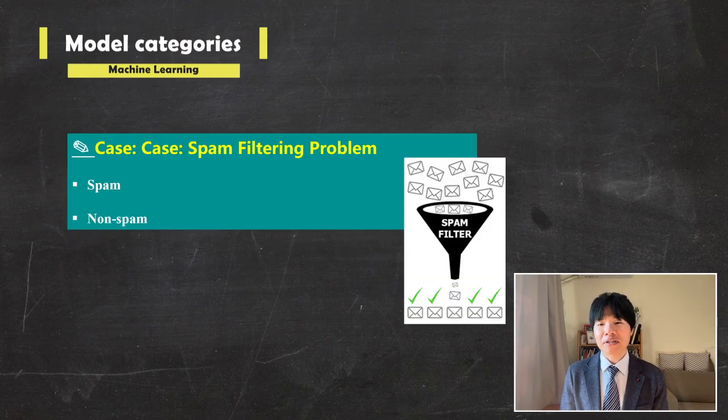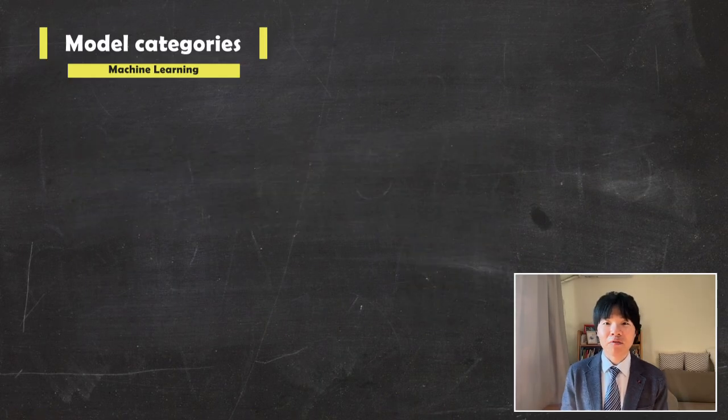Another example is spam filtering. In this scenario, an email is either spam or not spam, just two possibilities. We classify predictions like spam filtering and user ad clicks, which have two classification outcomes, as binary classification.